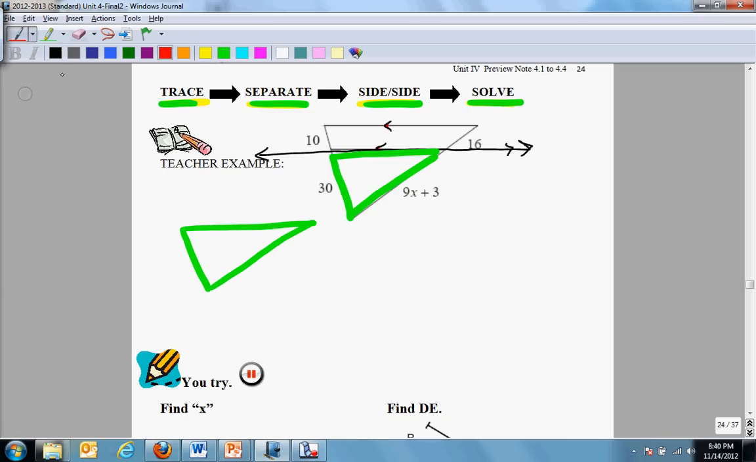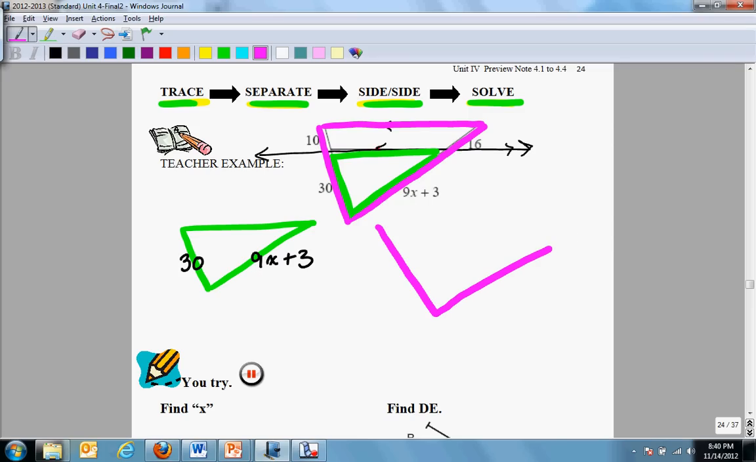Okay, and we're going to label these as we pull them apart. This is, of course, 30, and this is 9x plus 3. That's the green triangle. And then we have this outer larger triangle. We're going to pull this one apart. Trace, separate.